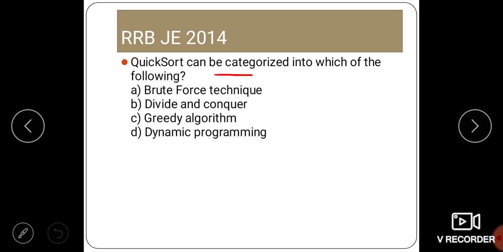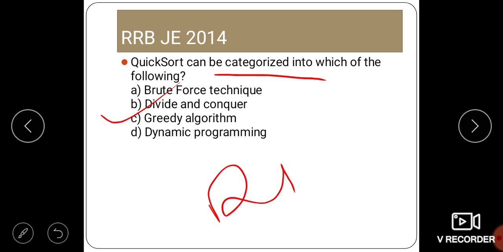Now next is, quick sort can be categorized into which type? As I said, it is a divide and conquer method. Quick sort is based on the divide and conquer paradigm. So answer B should be correct.